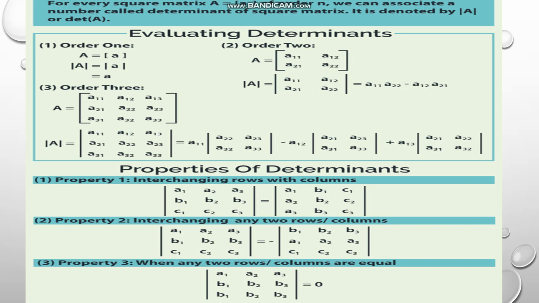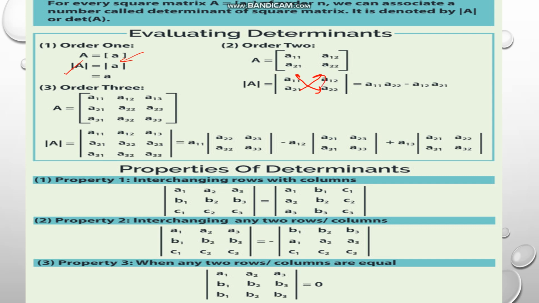Evolution of determinants. If you want to find the magnitude of determinants, there is a certain rule to find out the magnitude of determinants. For order 1, whatever the entries in the matrices or determinants, that same value will be the magnitude of determinant. For order 2, finding the magnitude of determinants, we need to multiply in this way. First we have to multiply a11 with a22 and minus of a21 with a12.